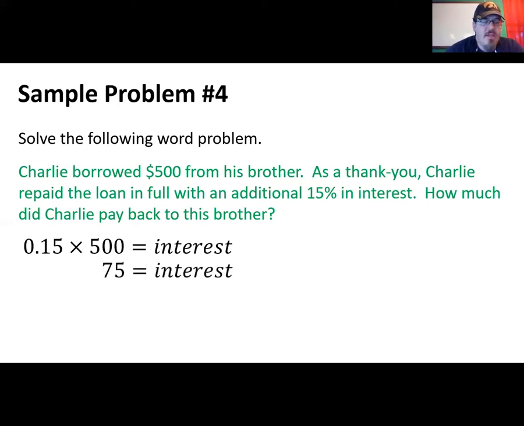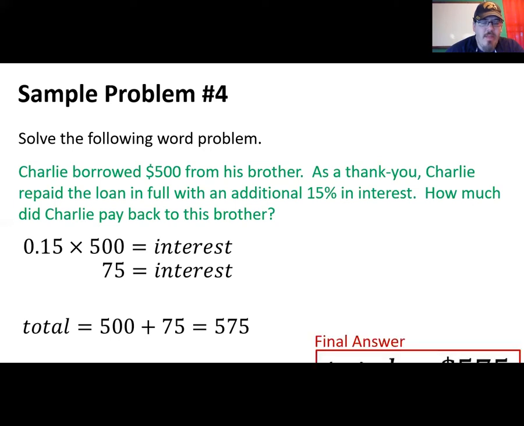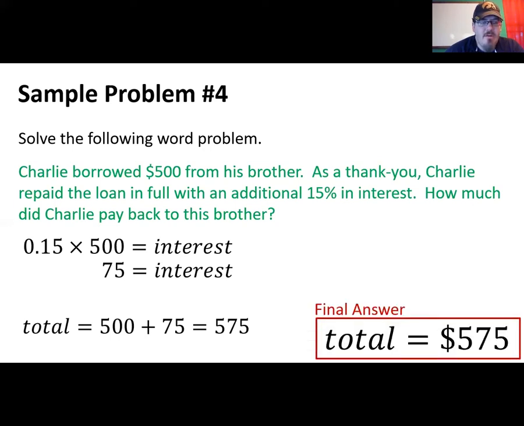So 15%, or 0.15, times 500 is 75. So he's basically giving his brother back the $500 plus an additional $75 as the thank you. So we add those up to get the total. So $575 is what we come up with, and that is our final answer. So the interest was $75. Adding that on to the original amount gives us the total amount that Charlie paid back.